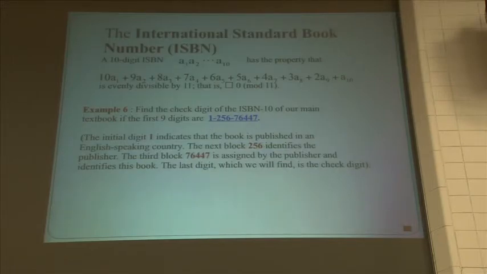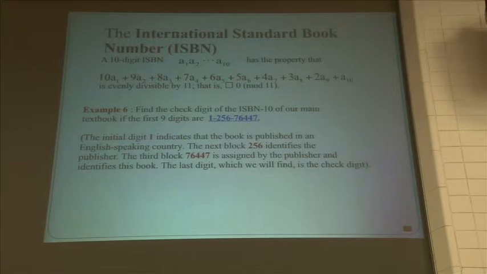International Standard Book Number. Pretty sure we're familiar with this. We've had to buy textbooks for classes. Okay. All right. This ISBN number, another 10-digit number. These numbers are evenly divisible by 11. Okay. So it's kind of like a mishmash of the FedEx and UPC code.